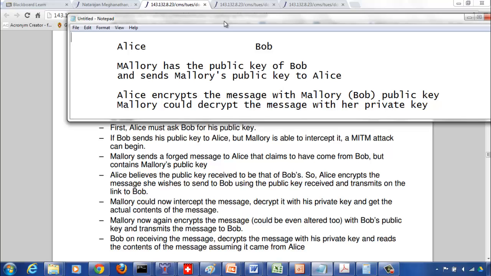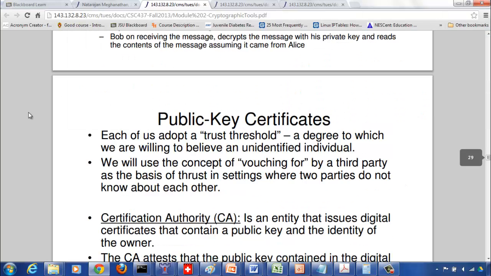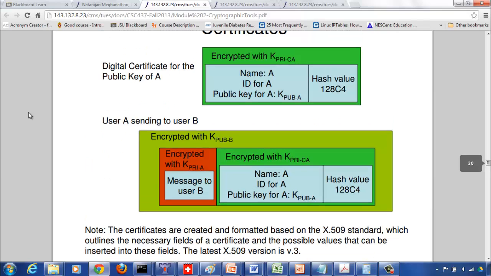So when Alice gets, say, Mallory's public key certificate, she decrypts it with the public key of the certifying authority and sees it as Mallory's public key certificate, because remember the public key certificate also has the user ID, name, and all these things, and also the hash value of the public keys. So Mallory cannot forge all these things and sign that with the private key of the certifying authority. So nobody can forge the public key certificate for a user. Only the certifying authority can sign the public key of the user and generate the public key certificate.